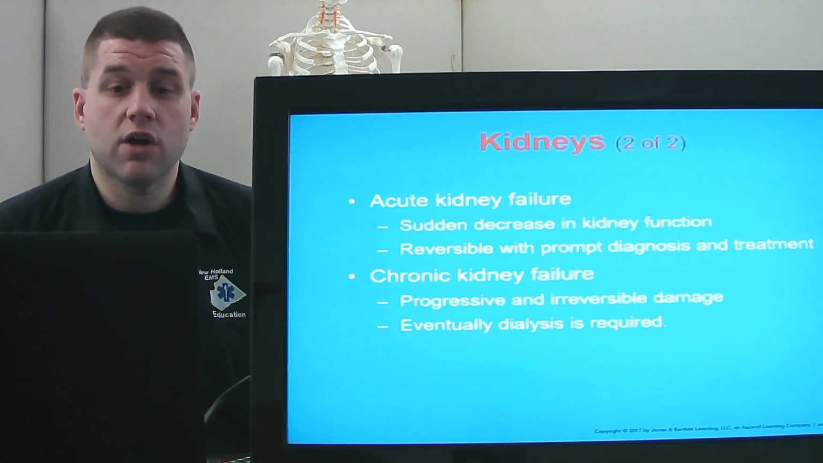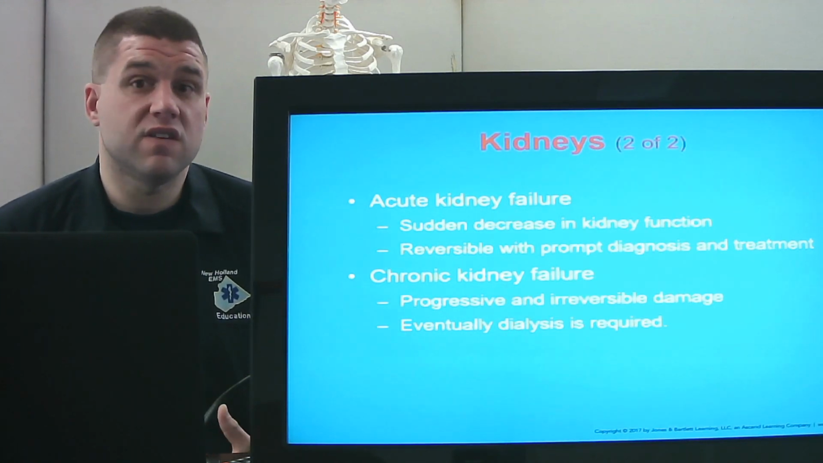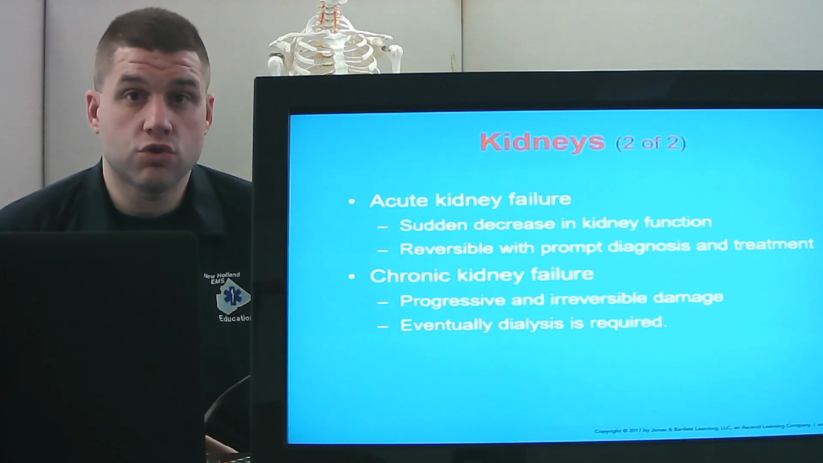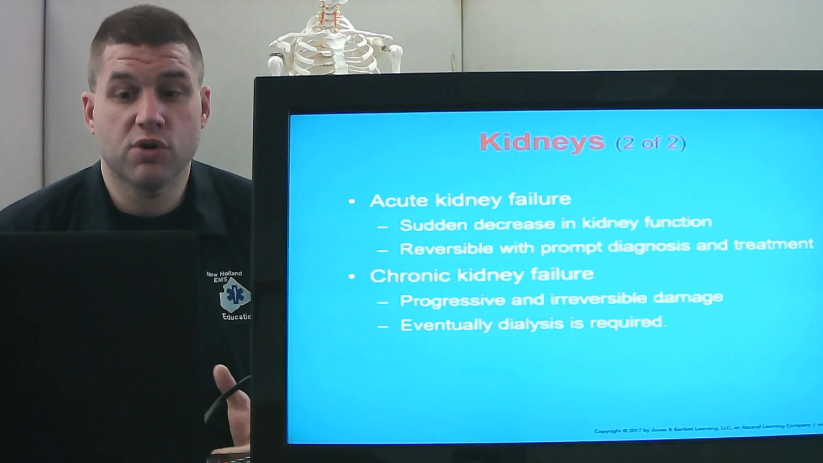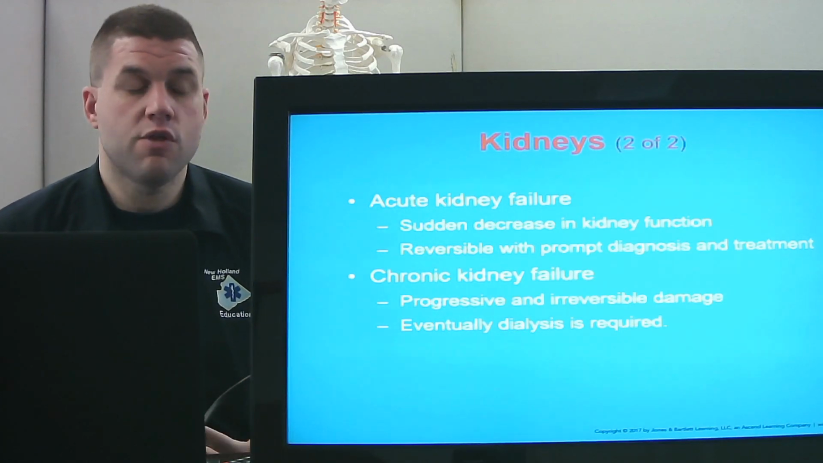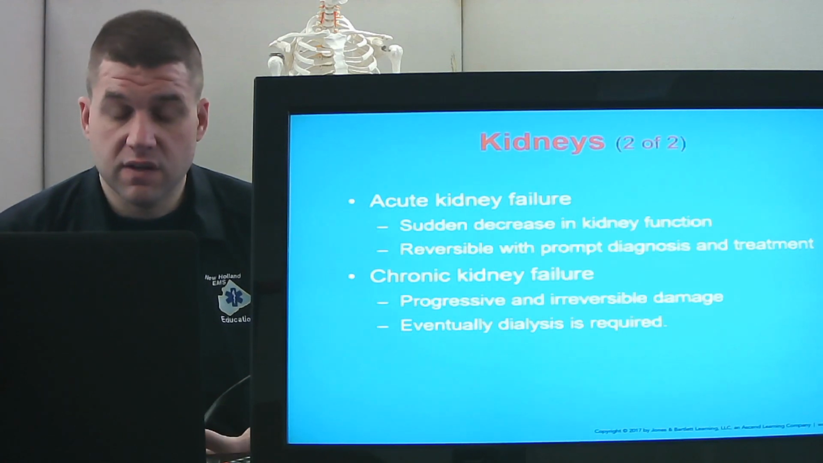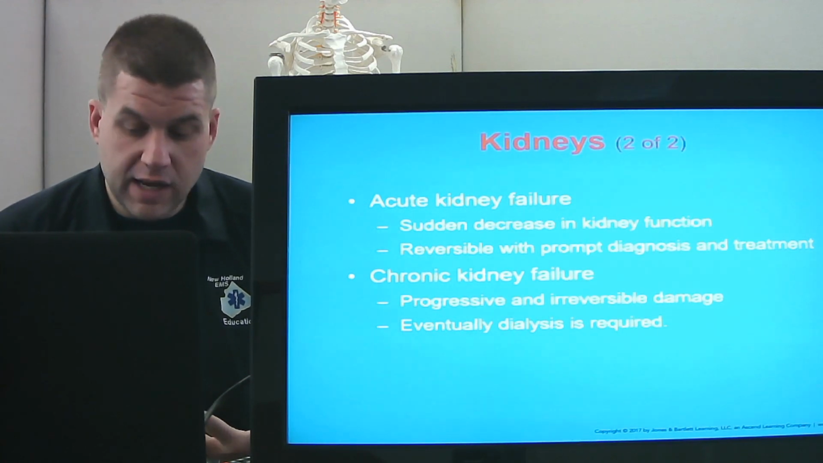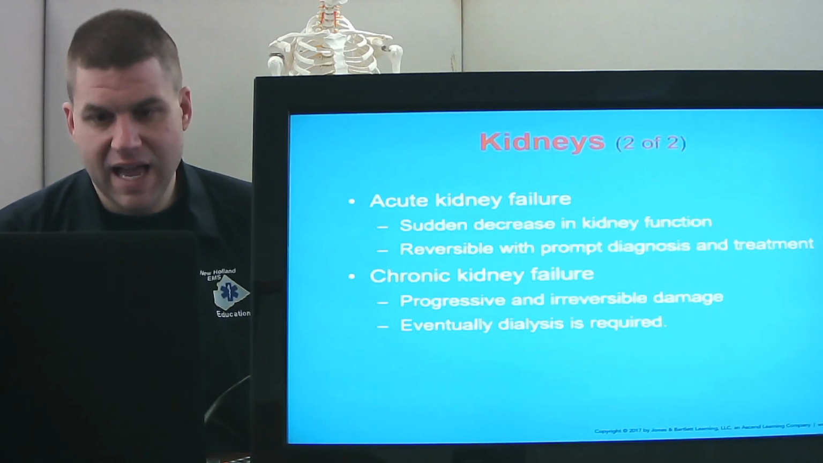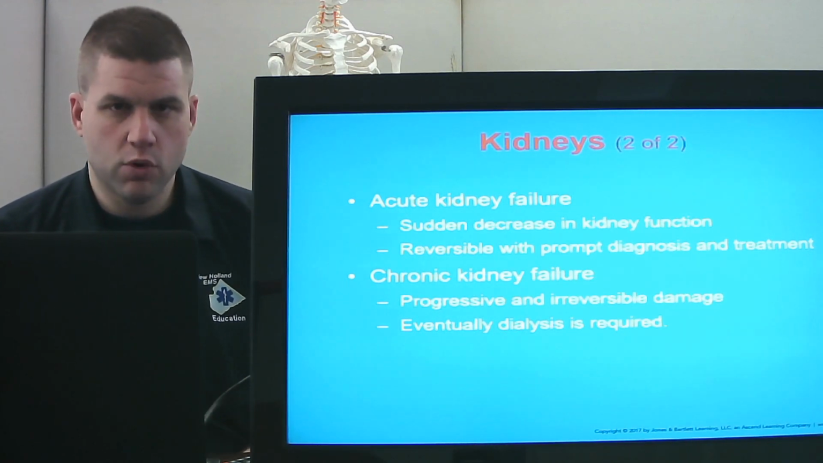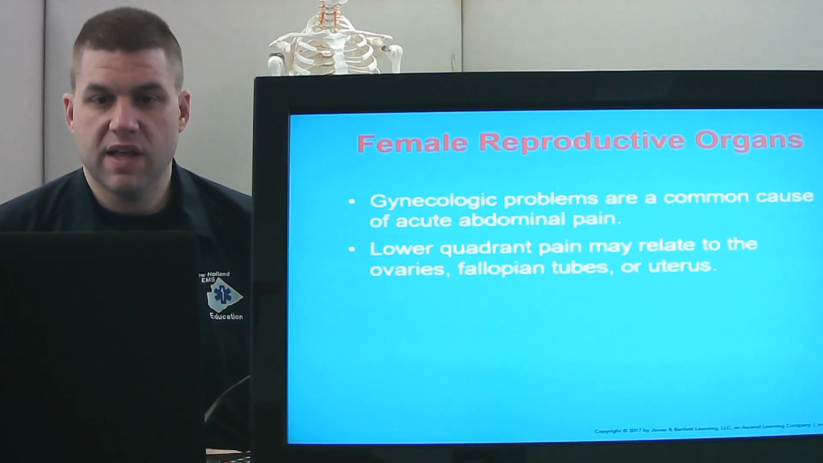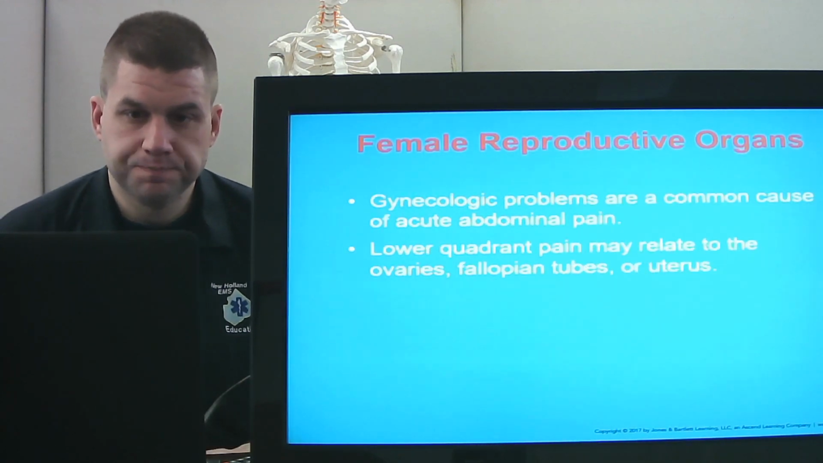Acute kidney failure causes a sudden decrease in kidney function. It can be reversible with a prompt diagnosis and treatment. Chronic kidney failure is progressive and usually results in irreversible damage. Those patients require dialysis. And if you get into the EMS business of transport, you'll find that dialysis patients are frequently transported by ambulance to and from their appointments. That's a very common thing that we see.